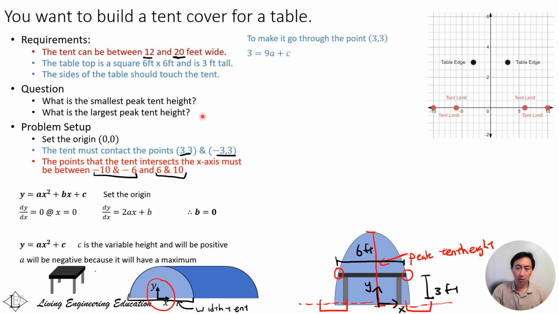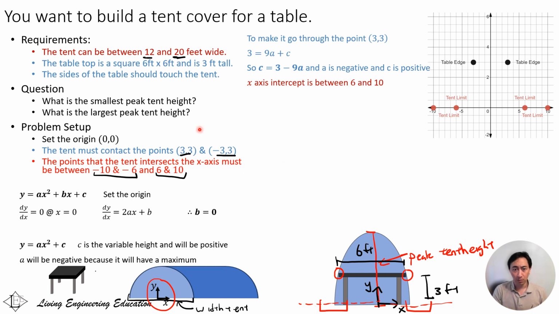So I plug in 3, 3. I get 3 is equal to a times 3 squared, plus c. So now I have a relationship between a and c. So I say c is equal to 3 minus 9a, and I know that a is going to be negative and c is going to be positive. We discussed that earlier. If I used negative 3, 3, I would have found the same thing because it's a times negative 3 squared plus c as well. So it's going to come out to the same relationship, which is what we expect.